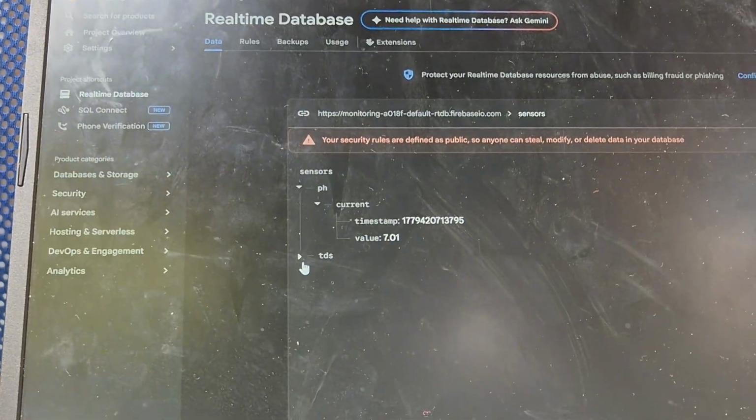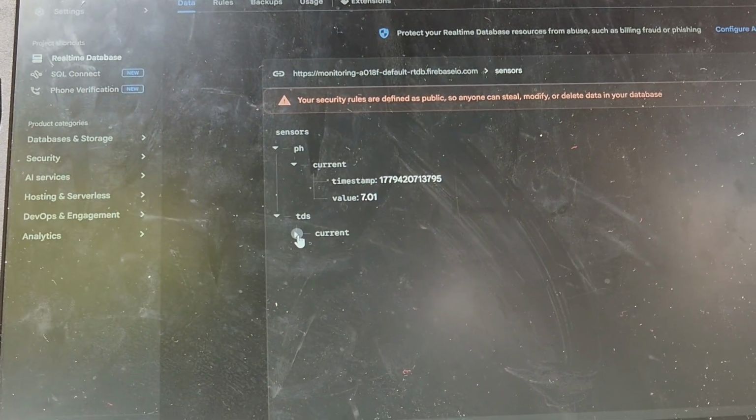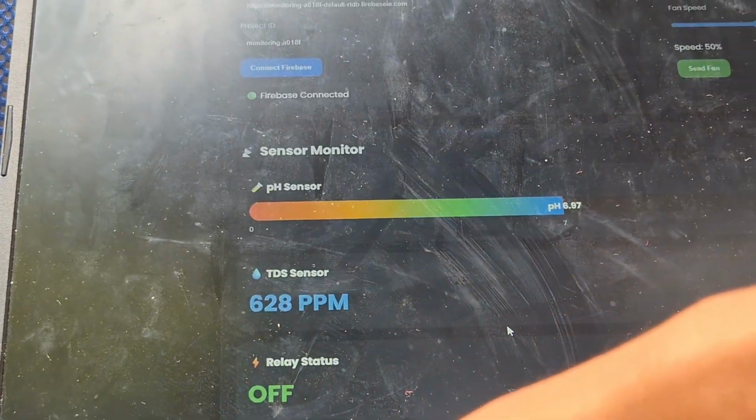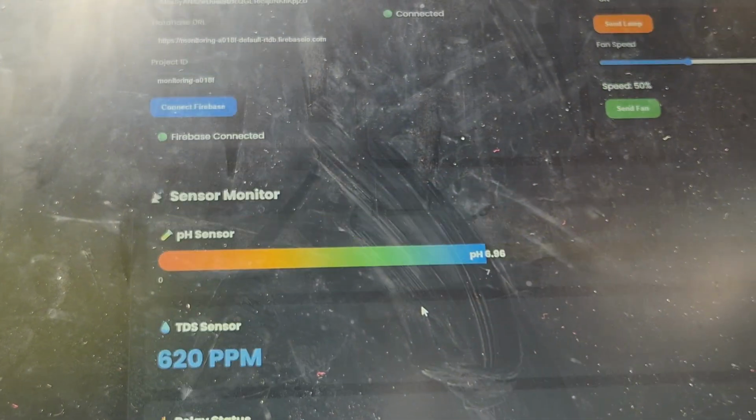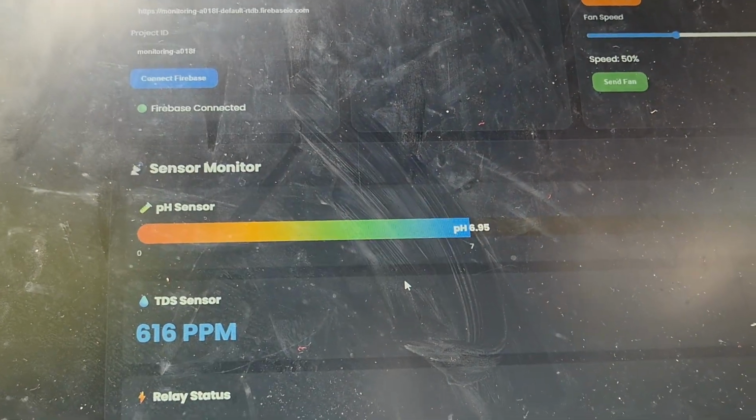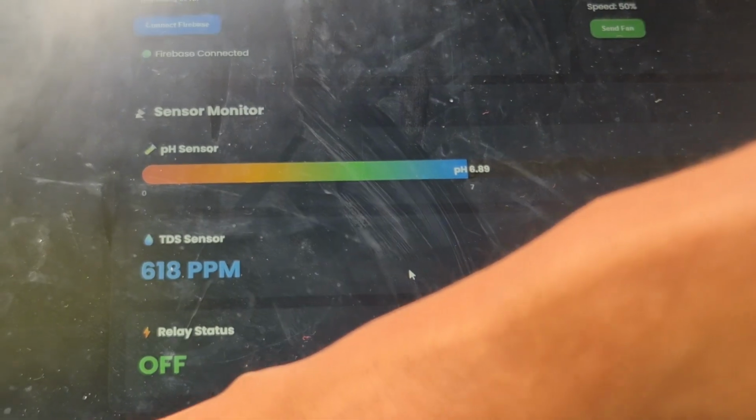It means it's safe for humans to drink. For the second one, I'll put the TDS sensor in here. It will become below 150, and if we try this one, pause first, the water is not enough.